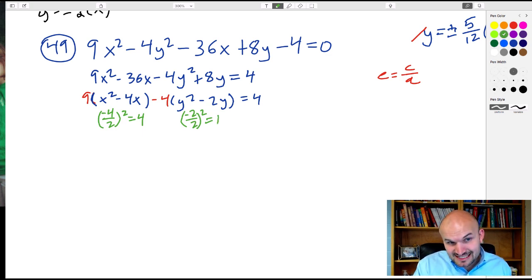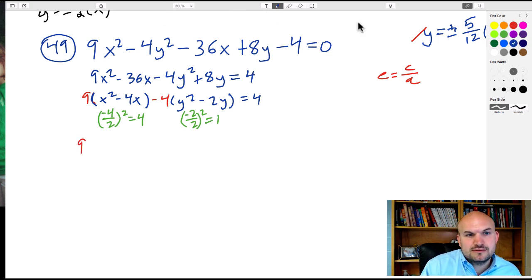So now I'm going to take these values and add them inside the parentheses. But remember, since you're adding them inside the parentheses on one side, you have to add them to the other side. So it's going to look a little bit like this. 9 times x squared minus 4x, and then I'm going to add 4. But again, I'm going to write this on the other side right now too.